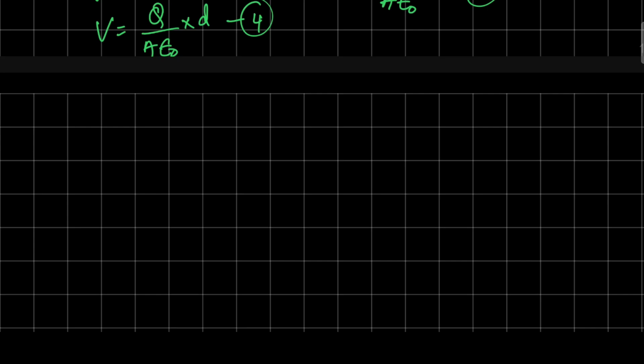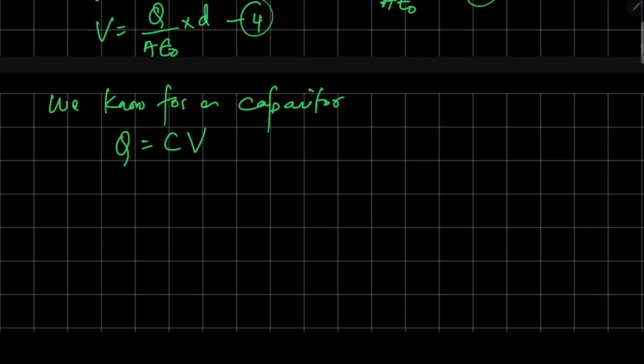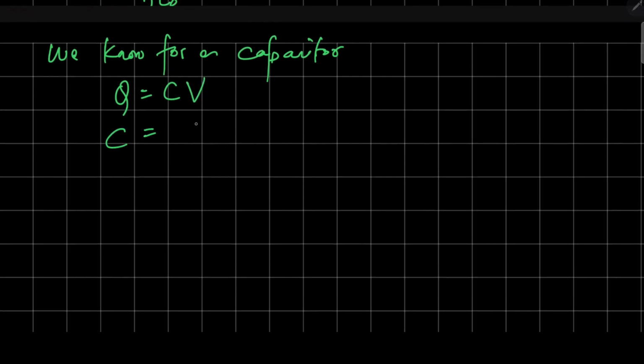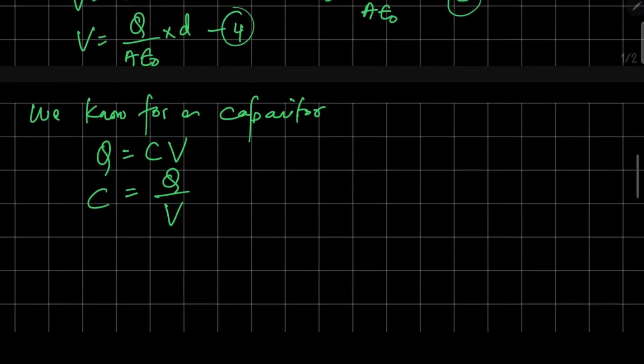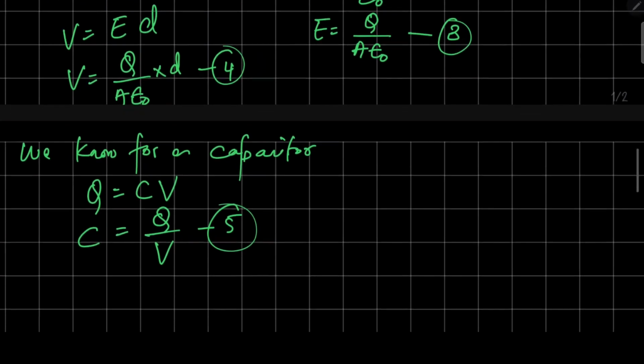Now let's recall the expression for a capacitor. Capacitance means the capacity of a capacitor to store charge, because all capacitors may not have the same capacity to store charge. Some may store more charge, whereas others may store very little charge. So bringing that into consideration, and recalling the expression for capacitance, we know that for a capacitor, the charge in a capacitor equals capacitance times voltage, from where we can write C is basically charge divided by voltage. Giving this as equation number 5.